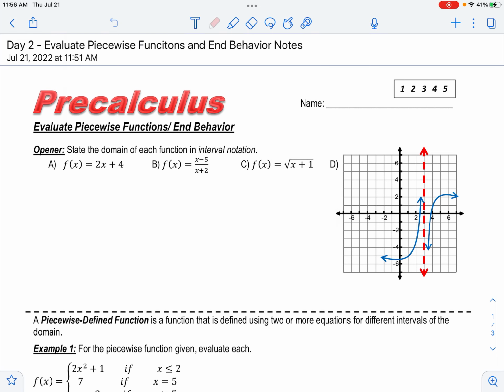All right, so this is evaluating piecewise functions, and we're going to talk about end behavior too today. All right, so there's an opener, so you can go ahead and pause your video and try this on your own. This is from the previous lesson. All right, let's see how you did.